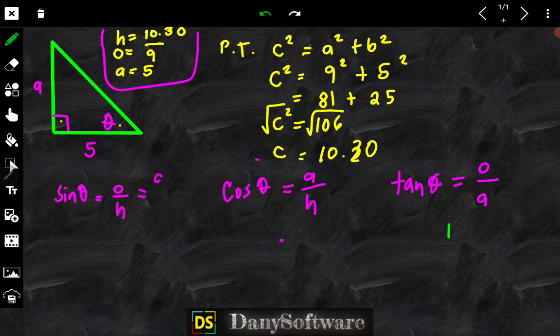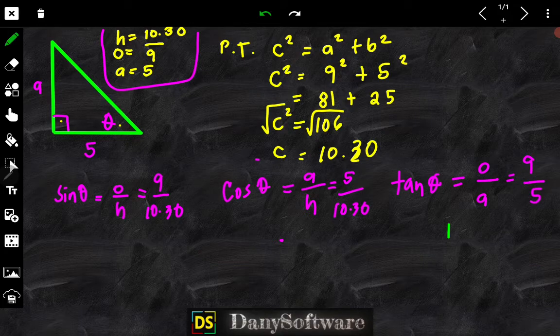Opposite is 9. Hypotenuse is 10.30. Cosine theta, adjacent over hypotenuse. So, adjacent is 5. And then, hypotenuse is 10.30. And then, tangent theta is equals to opposite over adjacent. So, that is, opposite is 9. And then, adjacent is 5.